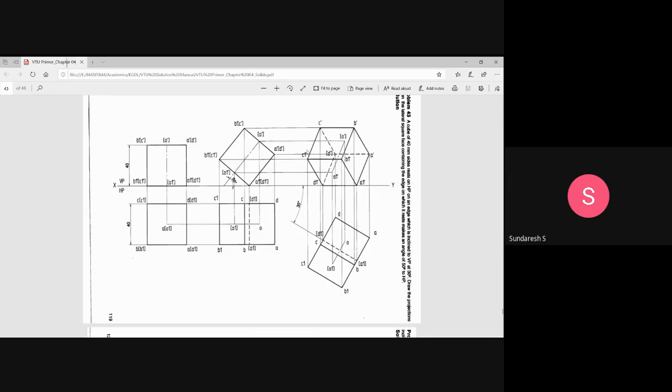Any clarification? You can ask me. This is the completion of the projection of a cube. There are two problems on cube. One problem I just completed, and the other problem I'm going to take now. If you have any clarification, you can ask me before I proceed to the next problem.